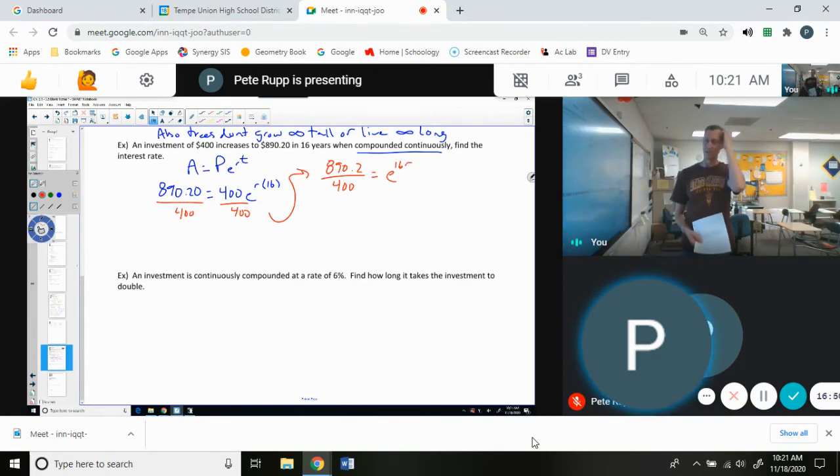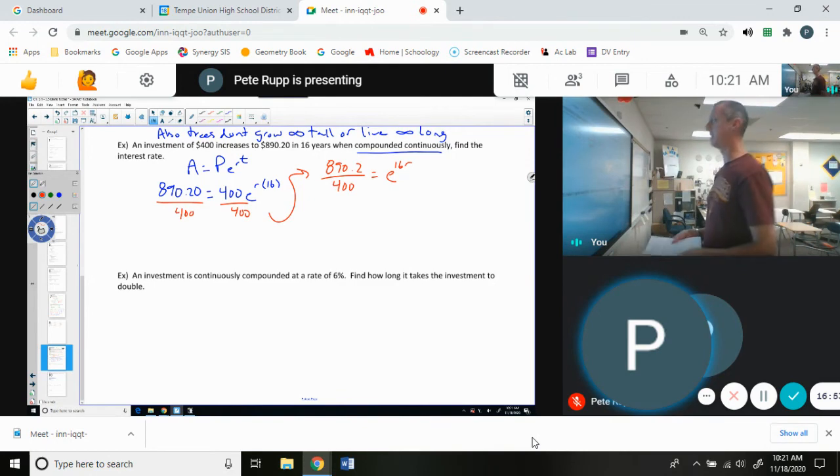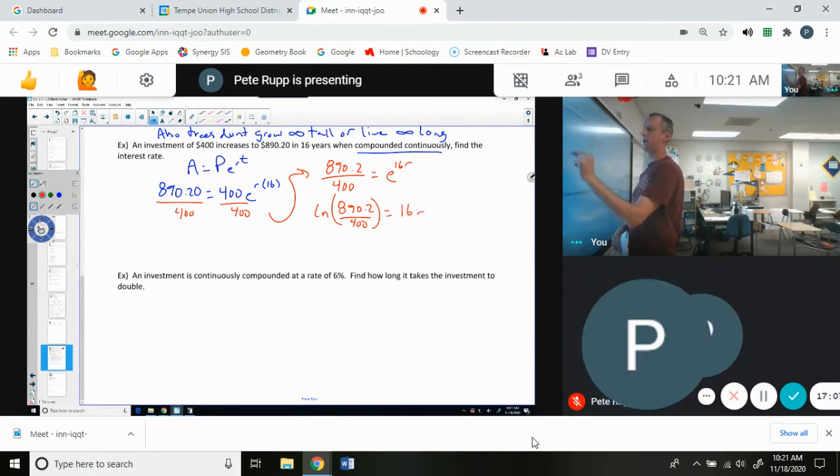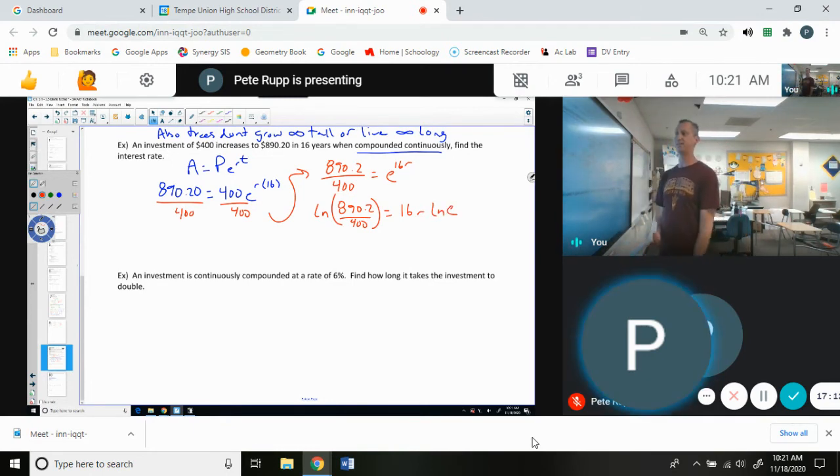So remember, at this point, you're going to take the natural log of both sides to move the exponent down. So I'm going to do both steps. I'm going to take the natural log and move the 16r down. So we have natural log of 890.2 over 400 equals 16r natural log of e. Now, the reason that this works out nicely is because natural log of e is just 1. So you can type it in your calculator if you want to, but it's 1, so it ends up going away. And then the last step is to divide by 16.